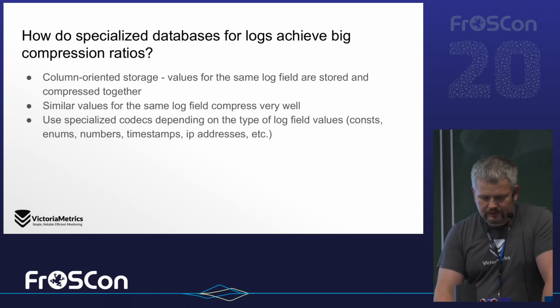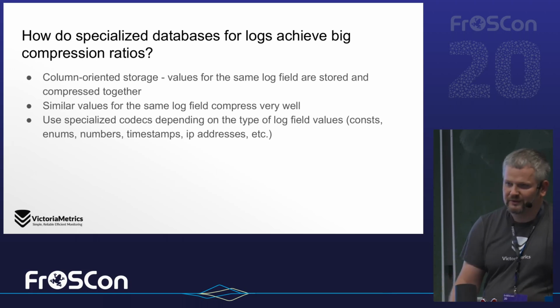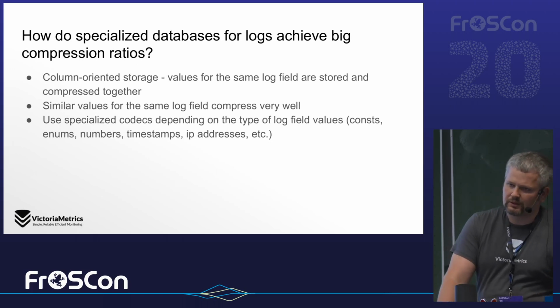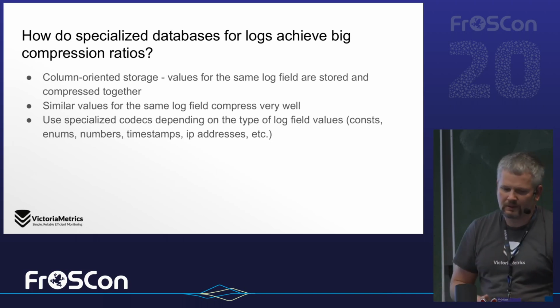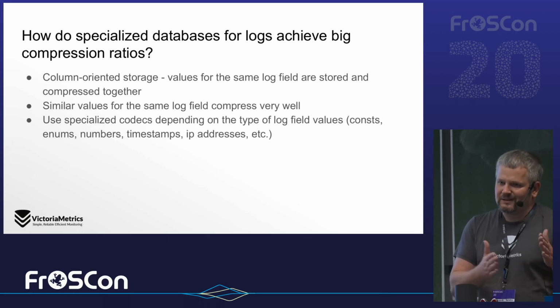Another feature which allows achieving a high compression rate is to use specialized codecs depending on the shape of data per each column. Databases can automatically detect the type of data per each column and apply the best codecs which reduce the size of these logs on disk and which improve query performance. For example, they can detect constants, enums, numbers, timestamps, IP addresses, and so on.